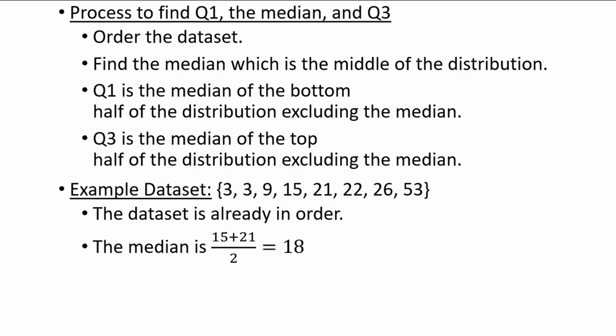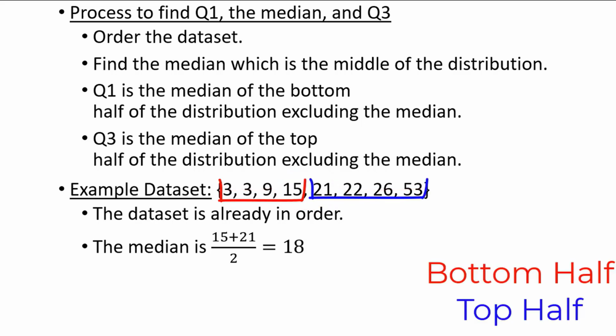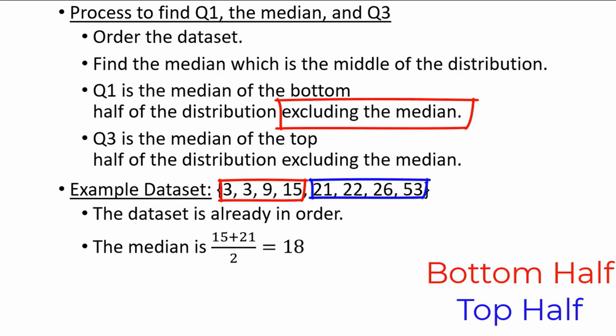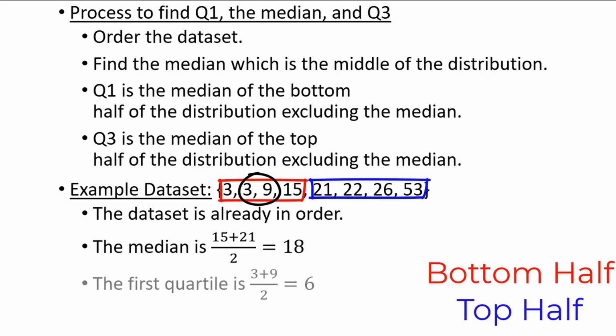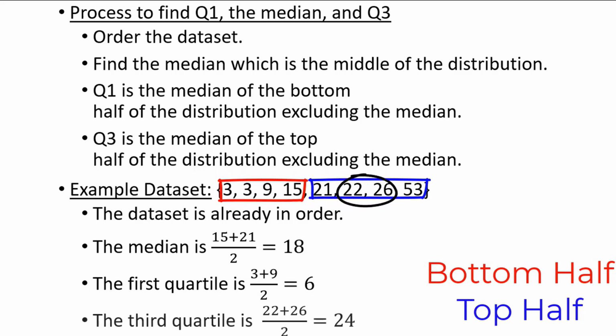Next, we need to find the median of the bottom half of the distribution to find Q1. We don't need to worry about the restriction of not including the median, since the median of 18 isn't even part of our dataset in the first place. The median of the bottom half of our dataset is the mean of these 2 numbers, 3 and 9, which ends up being 6. This is the first quartile. The median of the top half of our dataset is the mean of these 2 numbers, 22 and 26, which is 24. This is the third quartile.